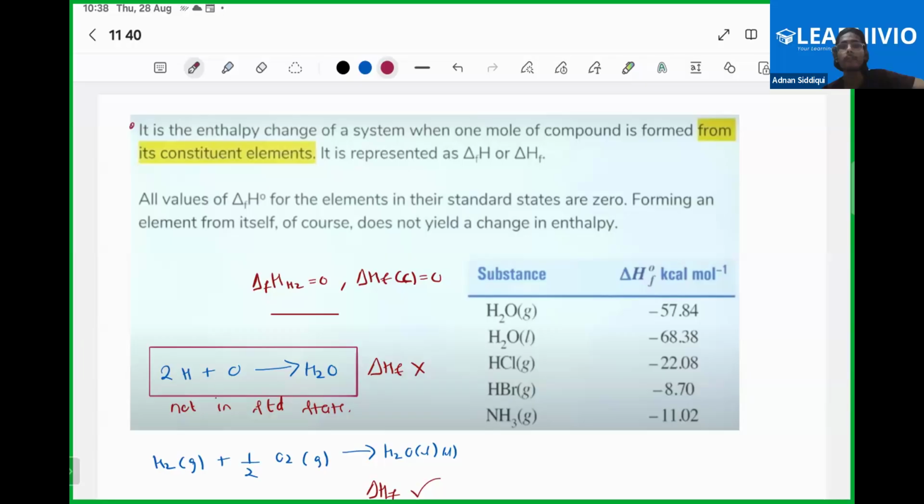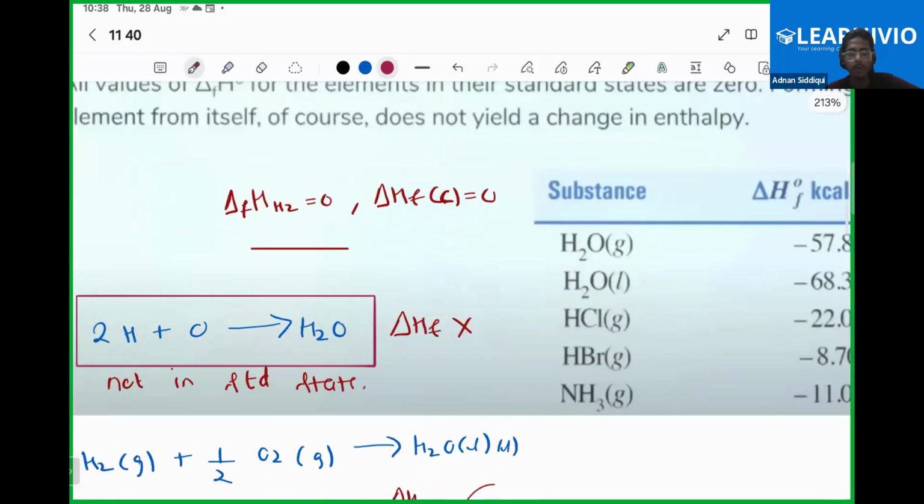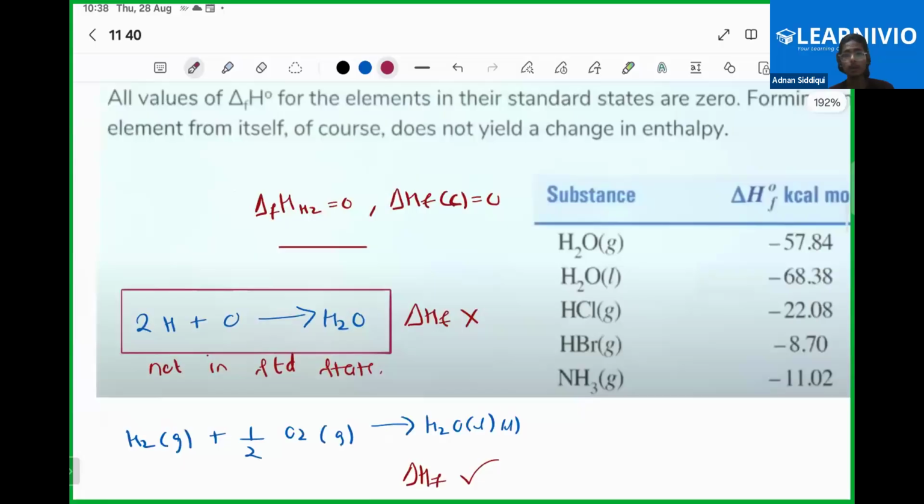Whenever you have an element in its standard state, the delta H formation naught is always going to be zero. What I'm trying to say is, suppose you are talking about the delta H formation of H2, or delta H formation of carbon, whenever you are talking about the delta H formation of elements in their standard state, it is going to be zero because you have not formed them. The hydrogen gas exists on its own, right? When you look for hydrogen, you will find it in H2 form.